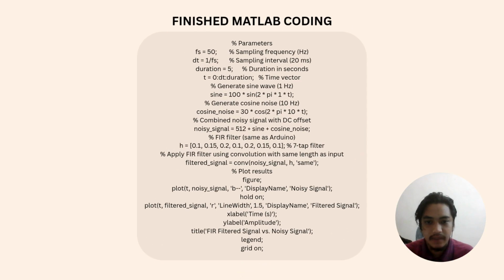So this is the finished MATLAB coding, in which we first set up the parameters and then we determine the sine wave, which is 1 Hz, and then we generate a cosine noise which is 10 Hz, and the combined noisy signal with DC offset. Then we apply the FIR filter using convolution with the same length as the input. The result will be plotted with the noisy signal, and the x label will be time while the y label will be the amplitude of the graph.